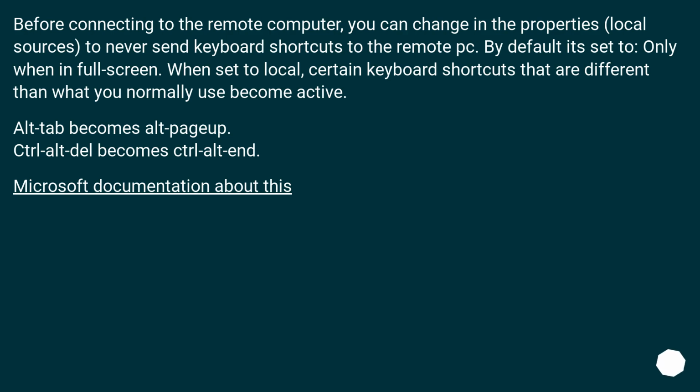Before connecting to the remote computer, you can change in the properties, local sources, to never send keyboard shortcuts to the remote PC. By default it's set to only when in full screen. When set to local, certain keyboard shortcuts that are different than what you normally use become active. Alt-Tab becomes Alt-Page-Up. Ctrl-Alt-Del becomes Ctrl-Alt-End. Microsoft documentation about this.